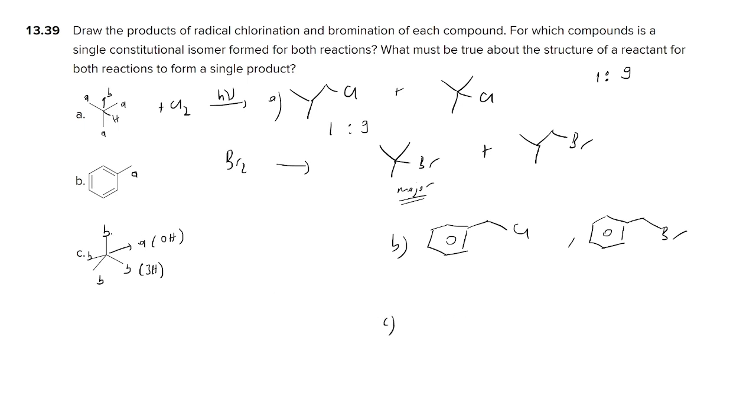Also, it's a symmetric molecule. All B positions are equivalent, so they are going to be chlorinated or brominated. And if we talk about the monochlorination or monobromination product, this will be the chlorination product, and this will be the bromination product. You can draw the bromine or chlorine anywhere because the carbons are equivalent.